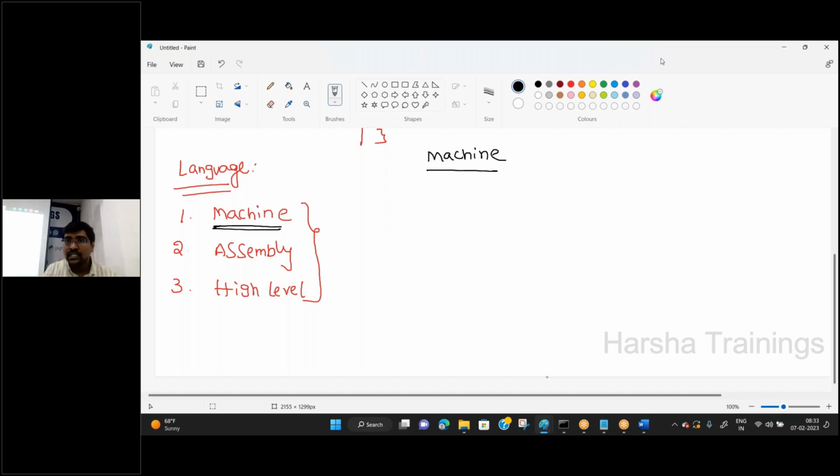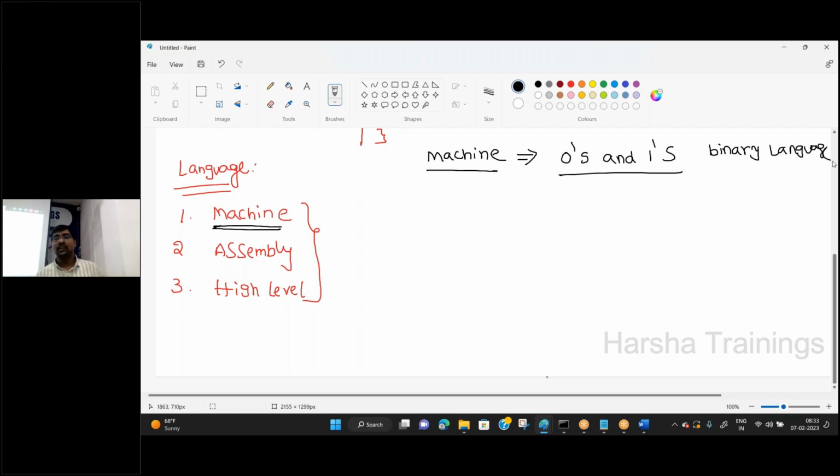Machine language is the language that is understandable by the computer. Remember, machine language is in terms of zeros and ones. A computer understands only zeros and ones. Generally, it is also called binary language. Okay, that is very good.